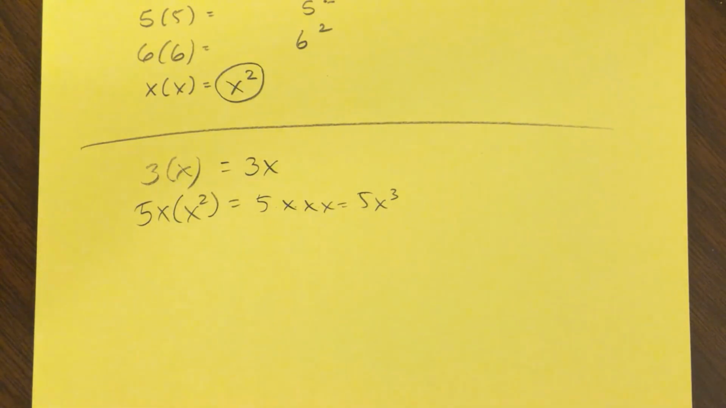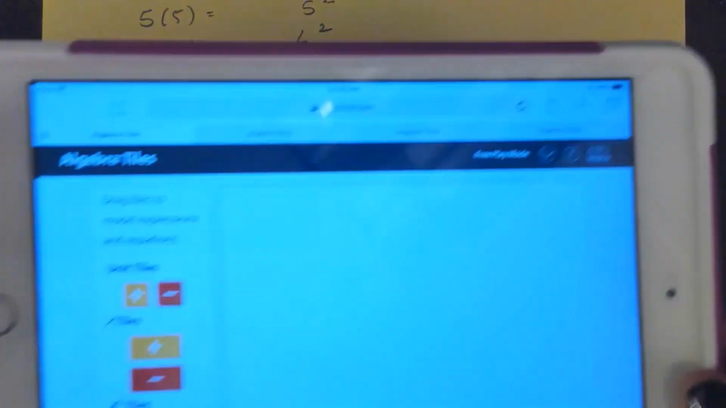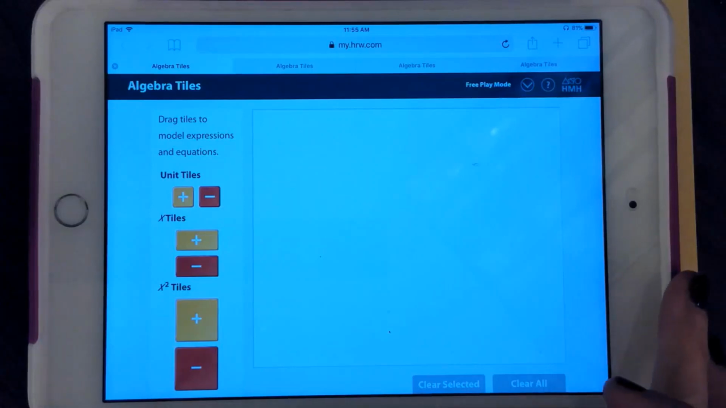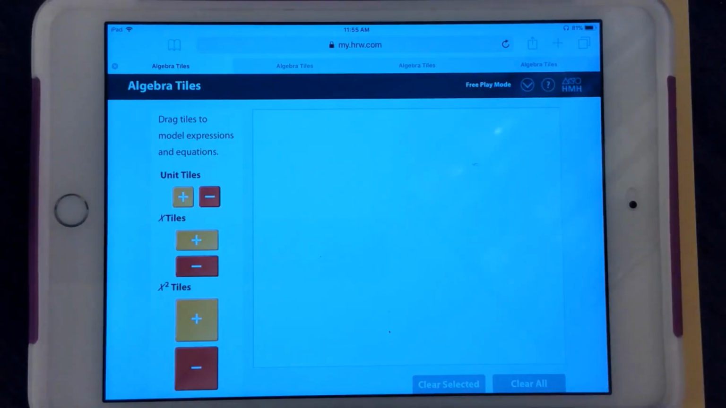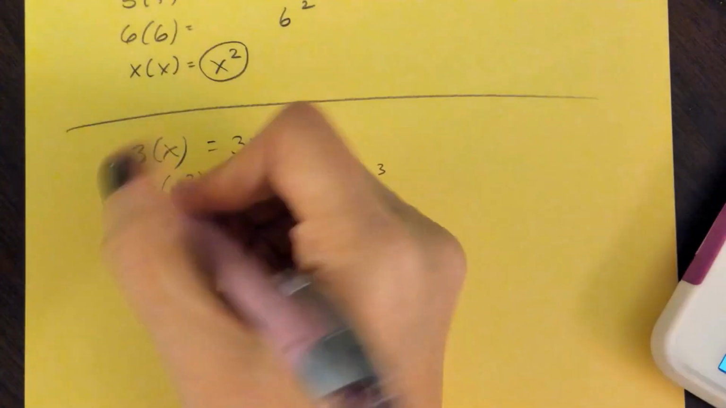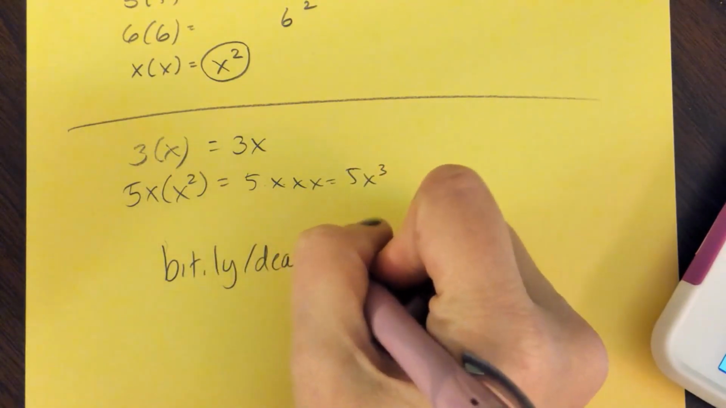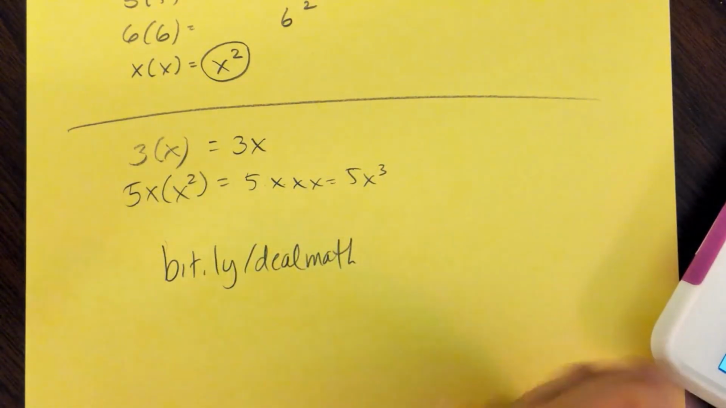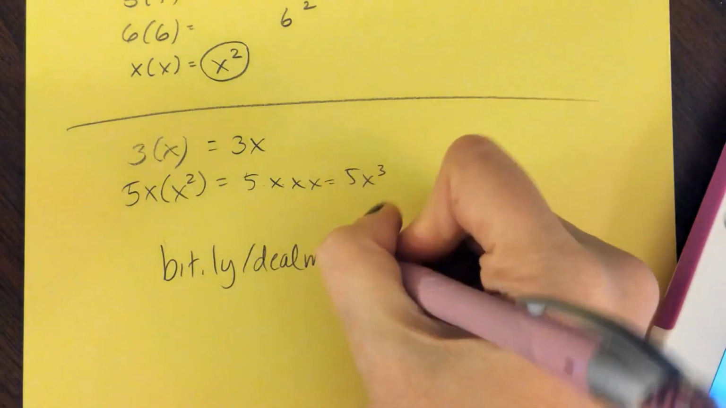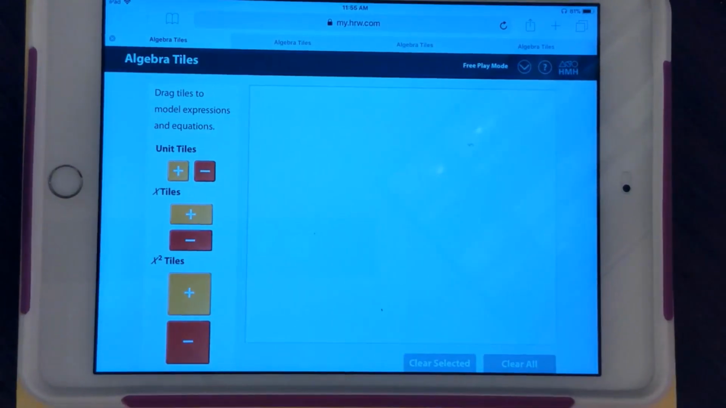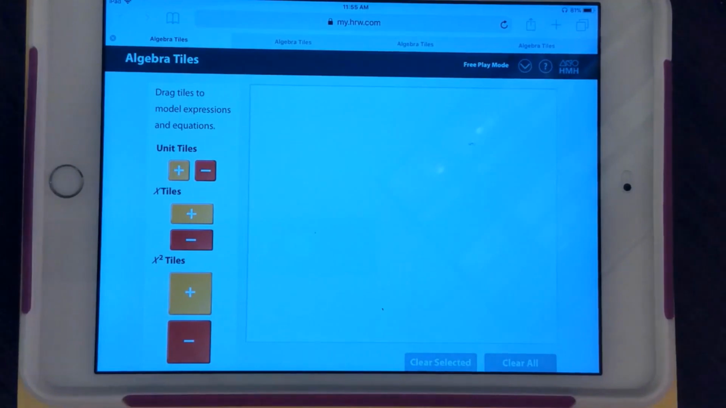Okay, so I want you to take just a moment, and we're going to use the tiles. Now, the tiles are on the link at my teacher webpage. So you're going to go to bit.ly/dealmath. And that might be the wrong slash. No, it's not. That's an H. And then you're going to go to Flip Classroom, and then you're going to look at the calendar, and on the calendar there's going to be the tiles. So take a moment right now and get to those tiles.